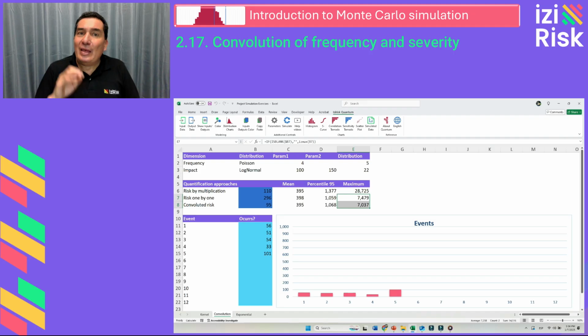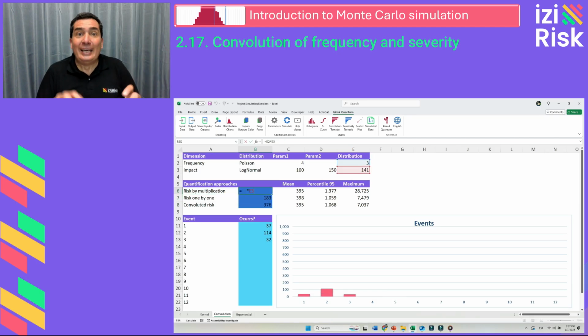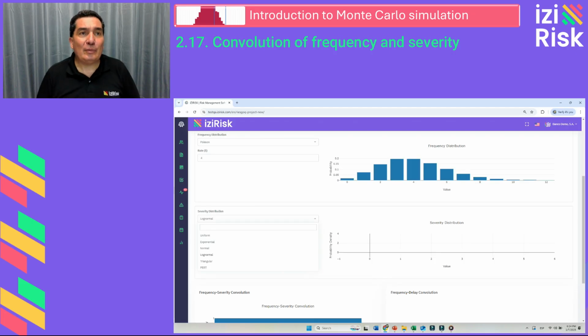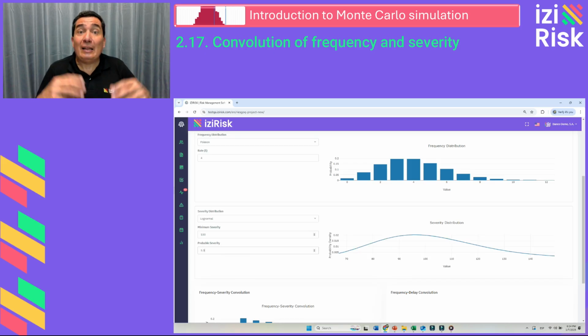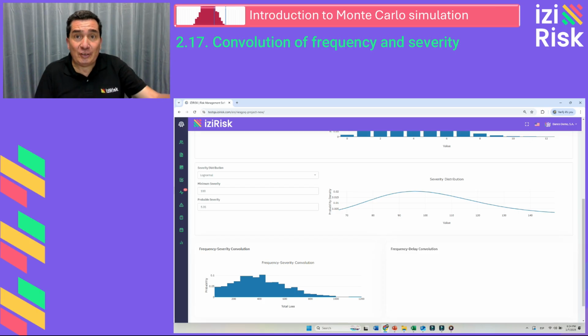We conclude. The correct approach to integrate frequency and impact is through proper convolution, which respects the probabilistic nature of both components. While direct multiplication is simple, it exaggerates the tails and produces unrealistic results. In advanced tools such as Easy Risk Quantum for Excel or the cloud-based application, this convolution function is readily available, allowing for efficient and precise integration using a Poisson distribution for frequency and a log-normal distribution for impact.